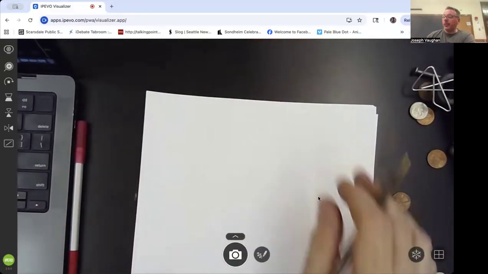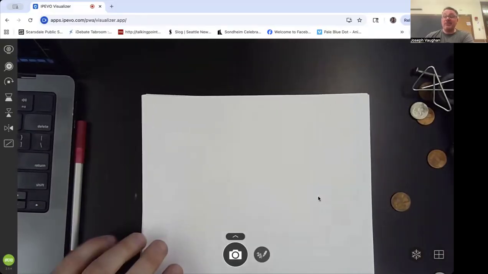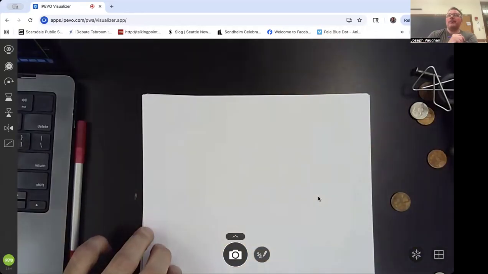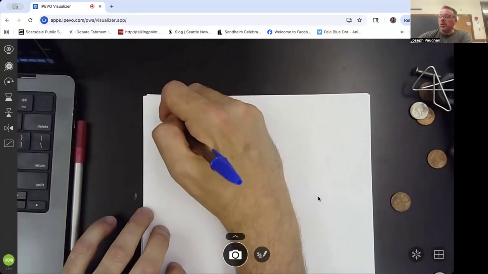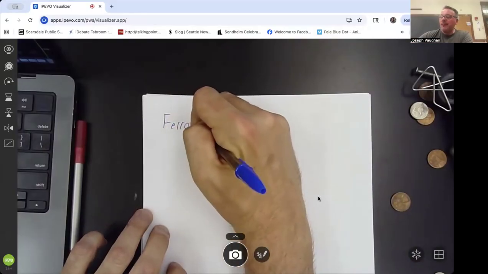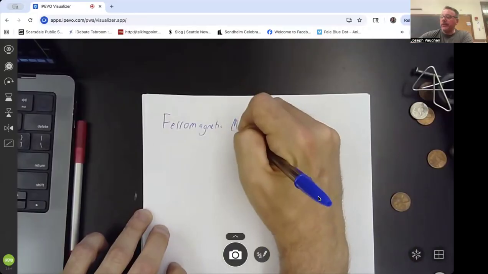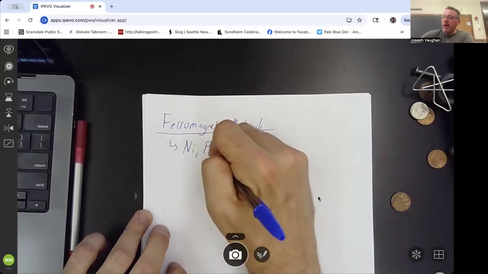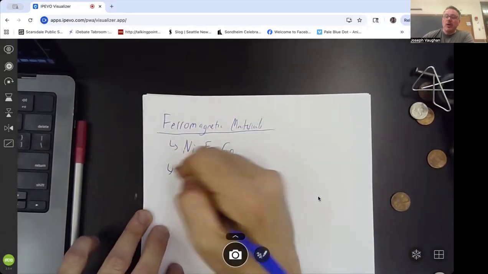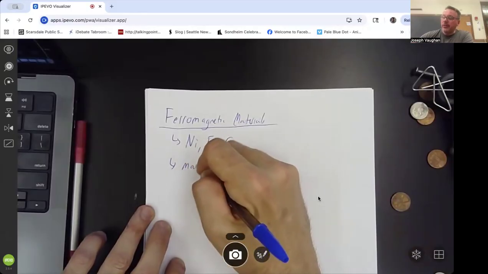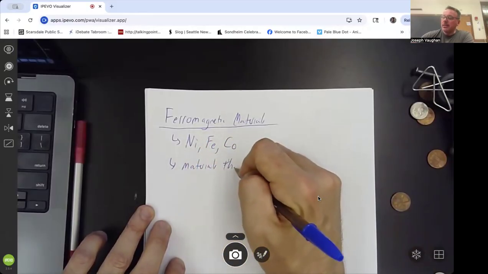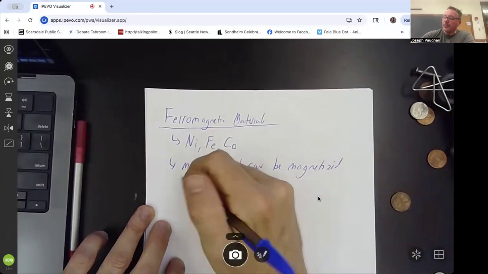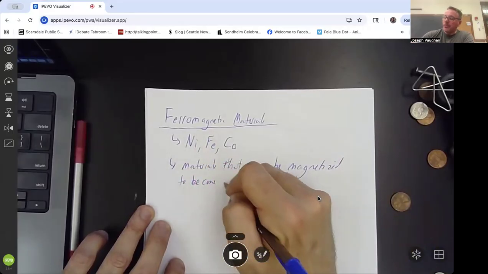The first type of material that was seen to have the magnetic effect was iron. And Fe stands for ferrous, right? So these materials were named the ferromagnetic materials. Okay. So the ferromagnetic materials are nickel, iron, and cobalt. And our definition here is these are materials that can be magnetized to become permanent magnets.